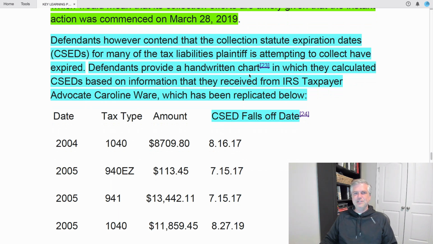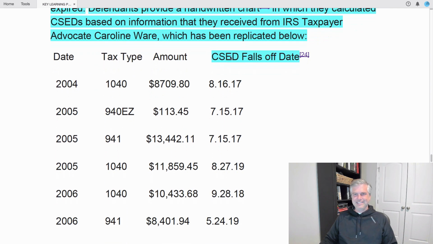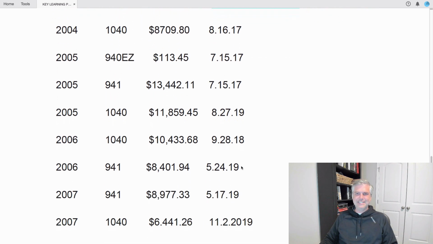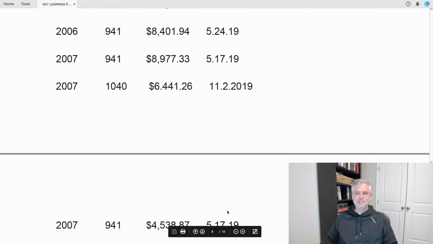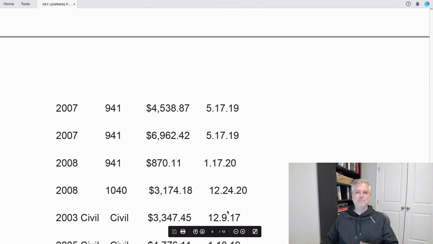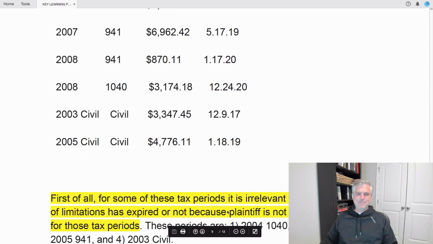So here's a handwritten chart that they got from this Taxpayer Advocate, and it lists the fall-off date. That's just an expression that the CSED falls off, so it's too late for the government to do anything. You can see 2017, here's one in 2019. Well, the lawsuit was filed in March 2019, so that would be fine. But this one would be gone. So some of these would be gone and some would be okay.